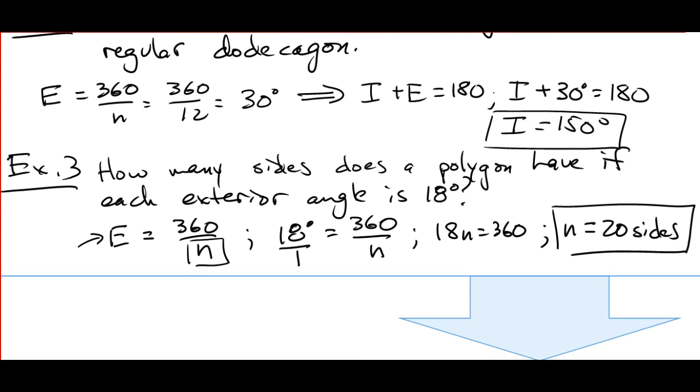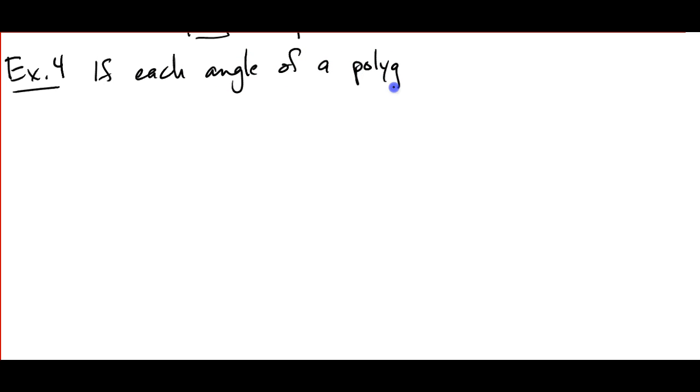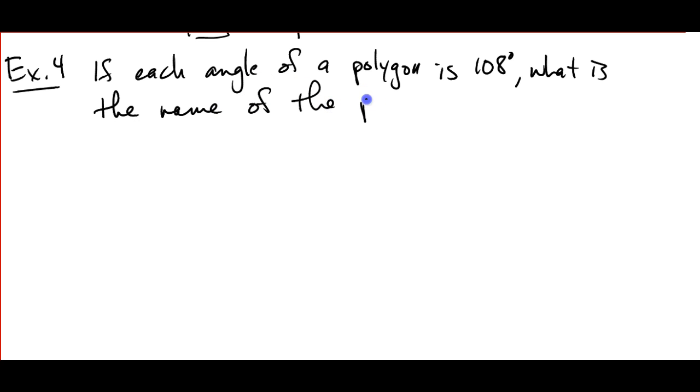Alright, next example. As always, if you have questions, make sure you write them down in your notes here so that you can ask me when you see me in class. Example 4. If each angle of a polygon is 108 degrees, what is the name of the polygon?